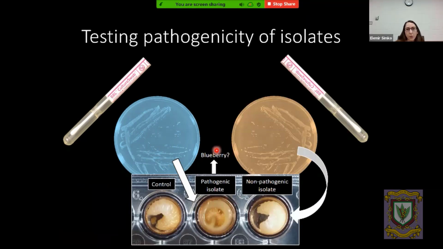So here's an example of what a pathogenic isolate might look like in vitro. Similar to the other example, you can see signs of EFB, versus a non-pathogenic isolate, which might look just like control as it's not causing disease. And so far, we have not found any direct correlation between pathogenic isolates and blueberry pollinating colonies.